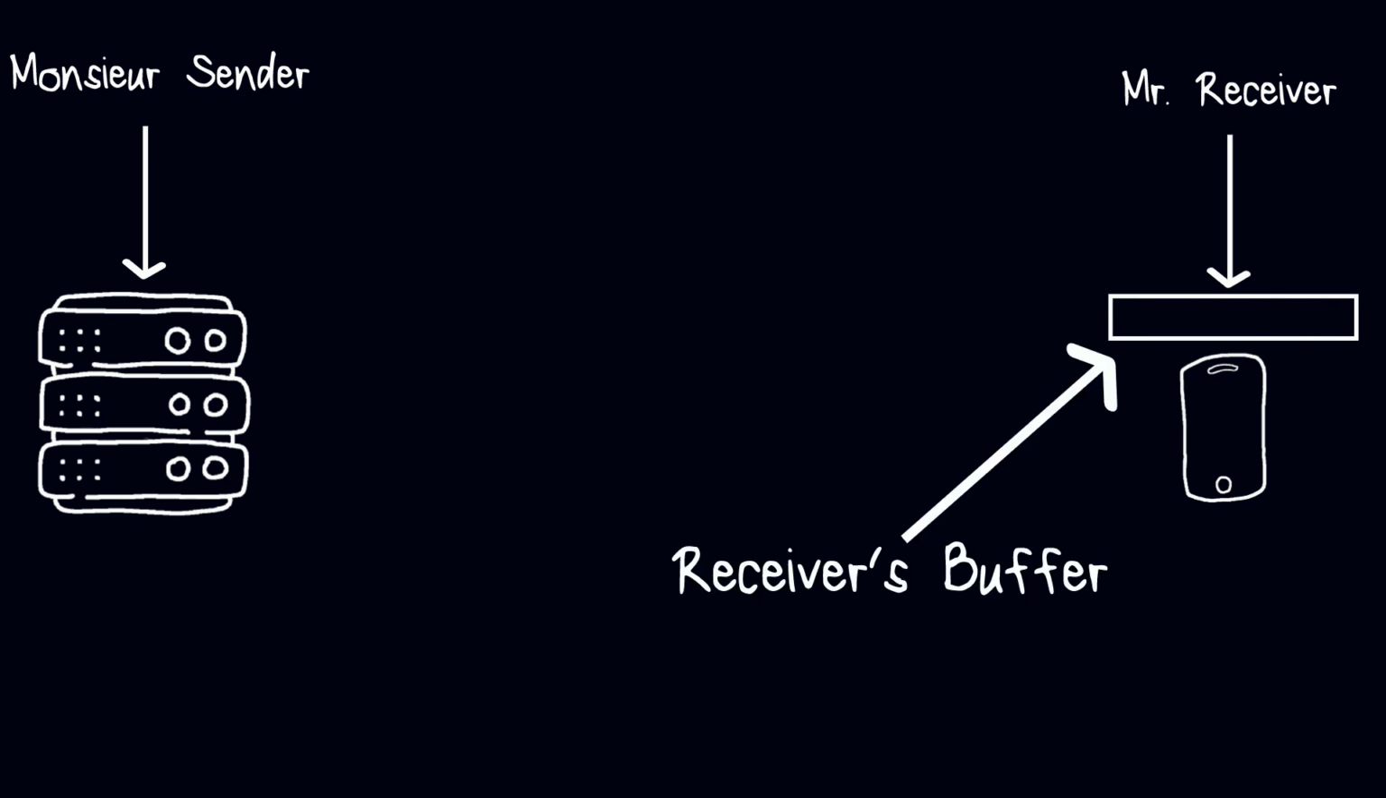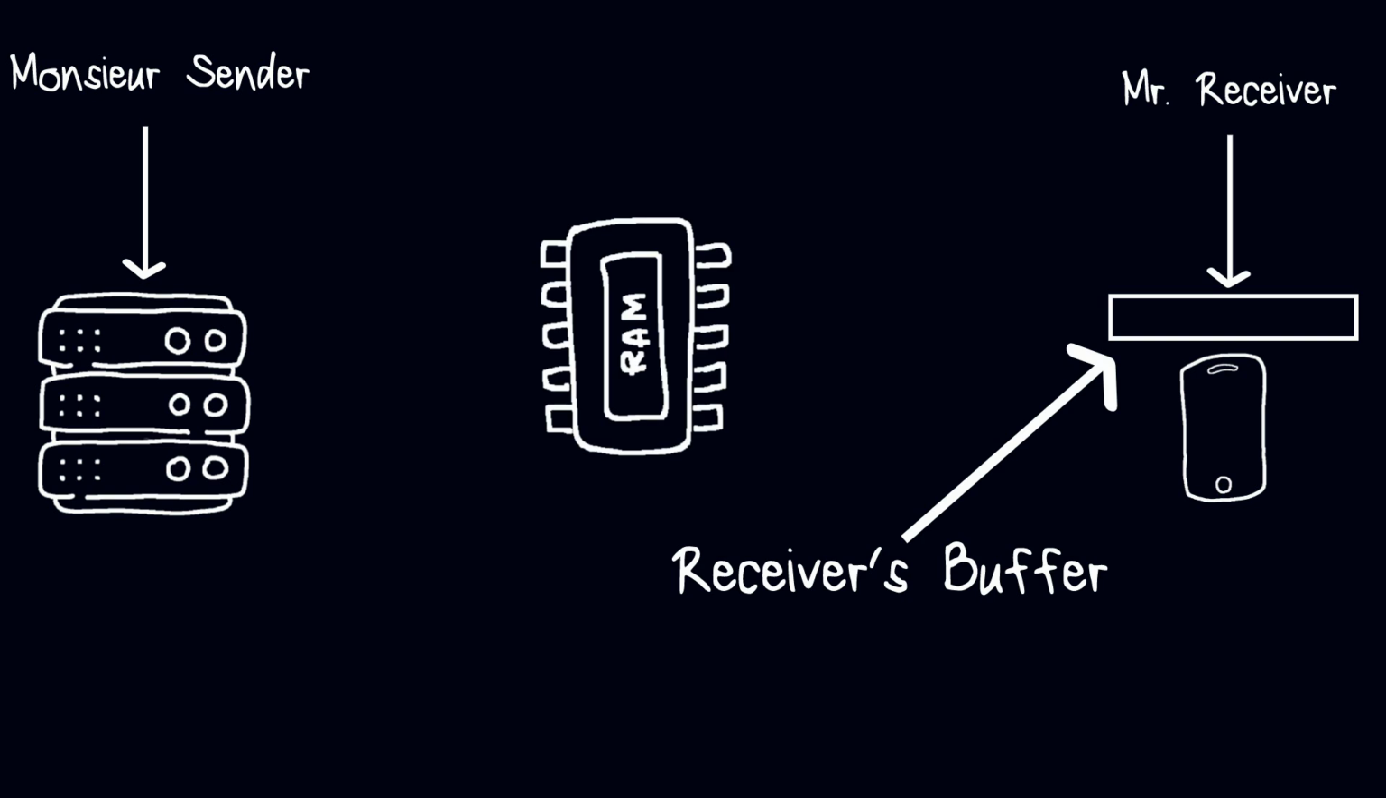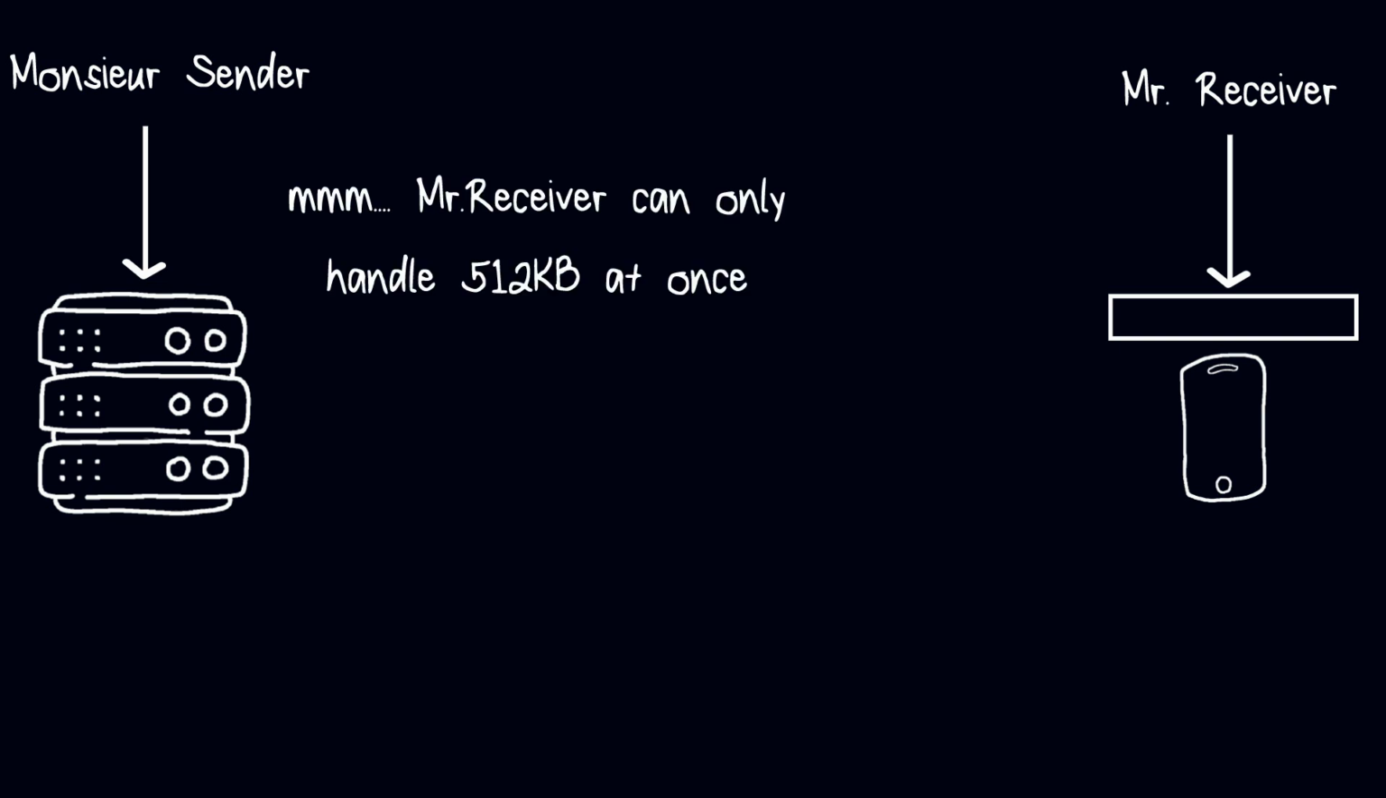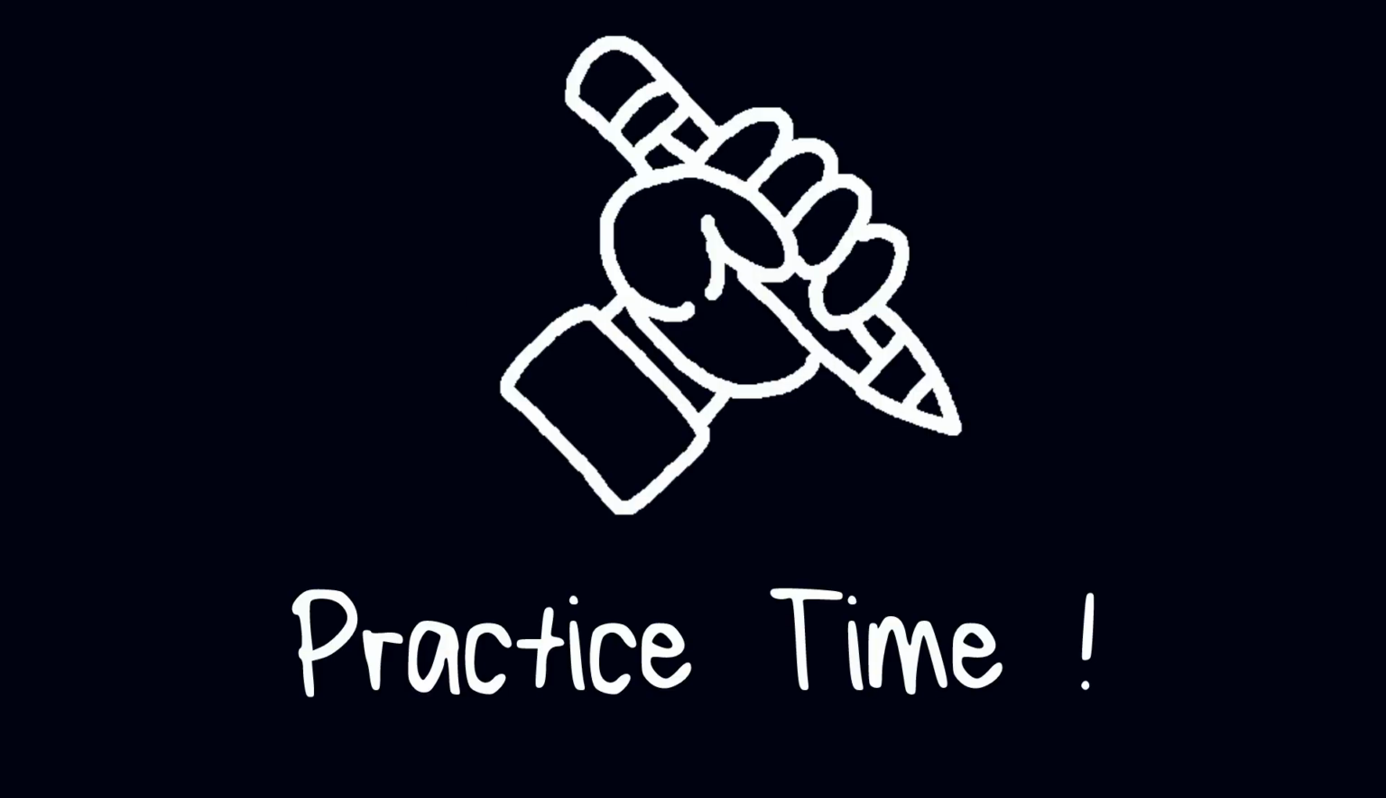The receiver has a buffer, a designated area in its memory, to temporarily store the incoming data. The receiver advertises its window size, which is the available space in its buffer, indicating the number of bytes it can currently accept. The sender adjusts its transmission rate based on this window size and the receiver's buffer capacity. Let's see how it works in practice.